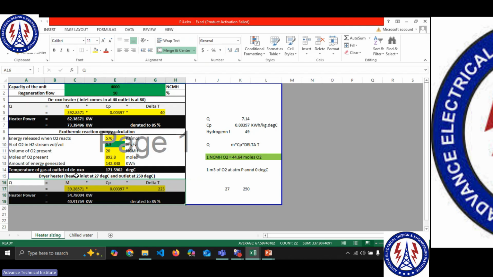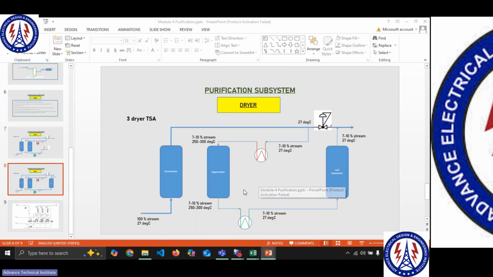You understand? Or should I explain? It's simple. Every dryer will go through 3 modes, if you remember me telling. So every dryer will go from generation to half generation and then to regeneration. Every dryer is equipped with a heater and a cooler. We are only showing one here because we need to show 3 modes.